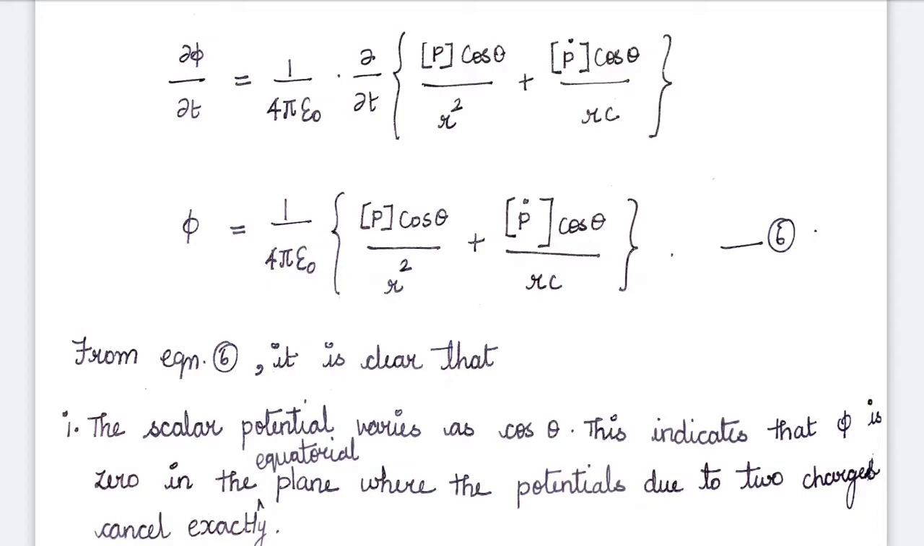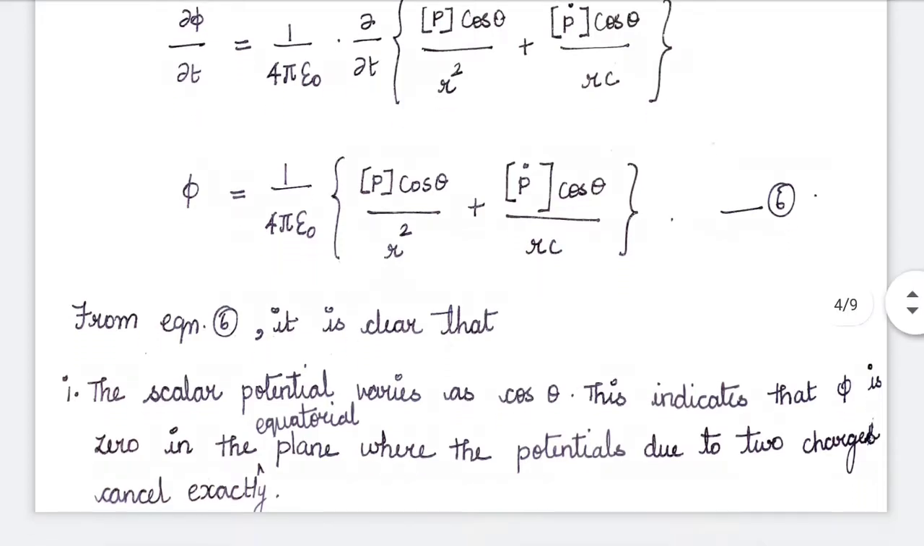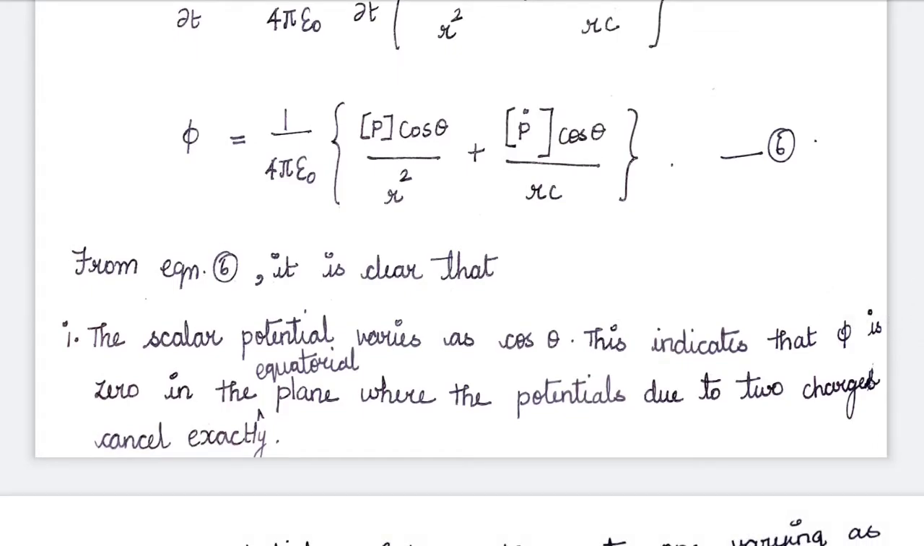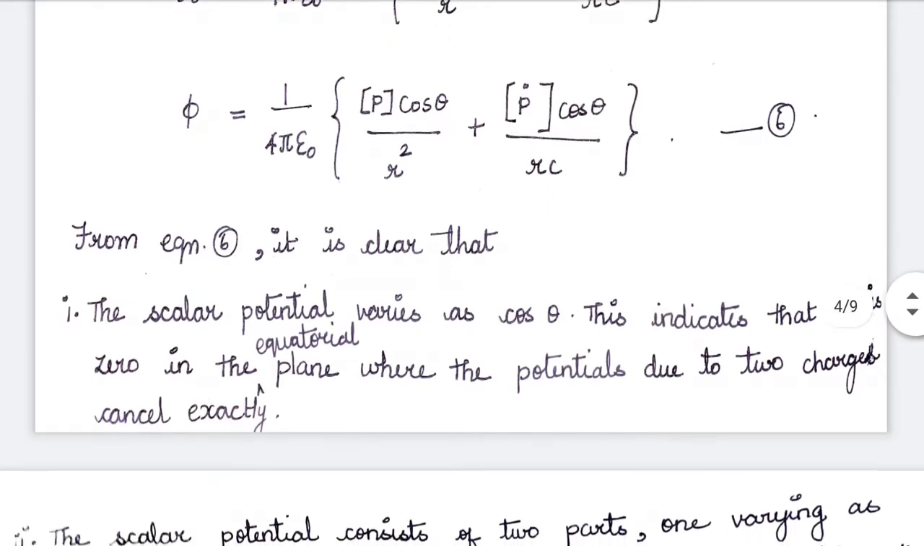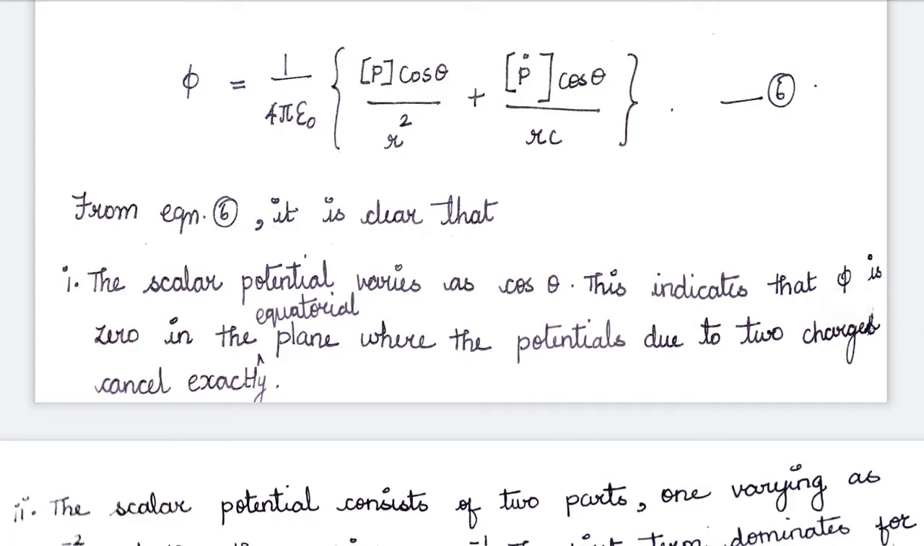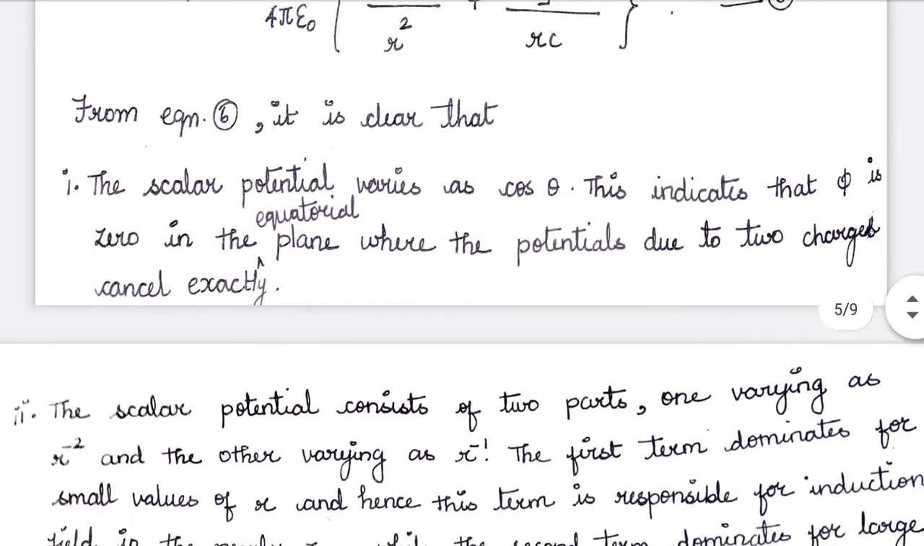From the above equation, it is clear that the scalar potential varies as cos theta, which indicates that the scalar potential phi becomes 0 in the equatorial plane, where the potentials due to the two charges cancel exactly. At the equatorial plane the value of theta is 90 degrees, so cos 90 degrees is 0, which means that the potential due to the minus q charge and the potential due to the plus q charge are equal in magnitude but opposite in direction. So they cancel out at the equatorial plane.